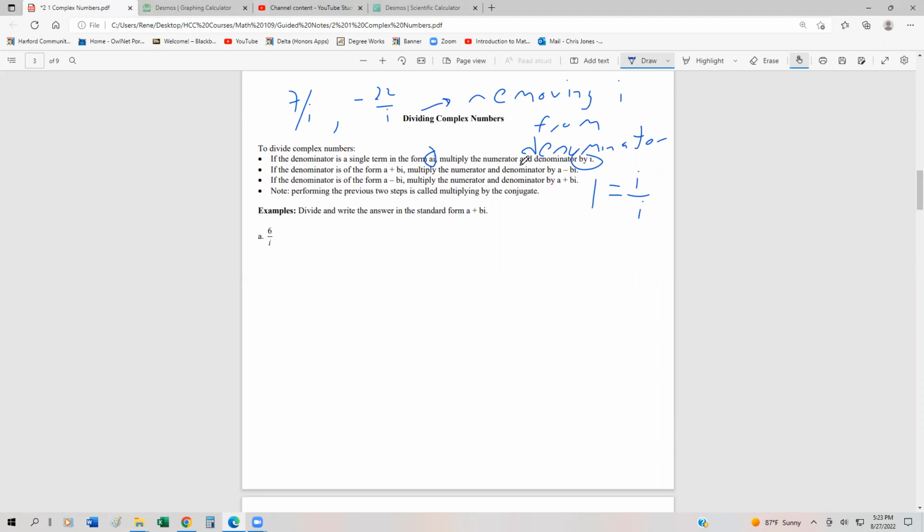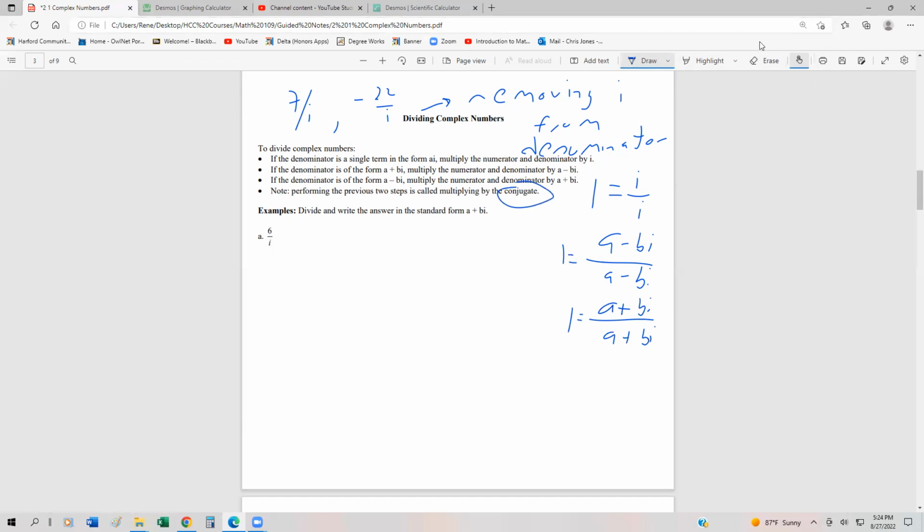If the denominator is of the form a plus bi, we're going to multiply by a minus bi divided by a minus bi. And then if it's a minus bi in the denominator, then we're going to multiply by a plus bi over a plus bi. So these are the three possible quote unquote ones I can divide by, because 1 equals 1 equals 1. That's called the conjugate.